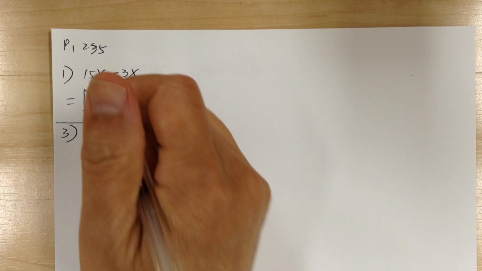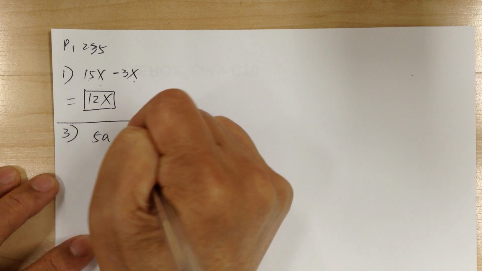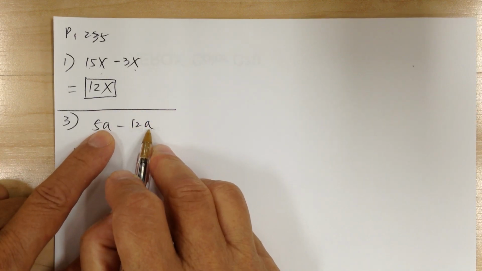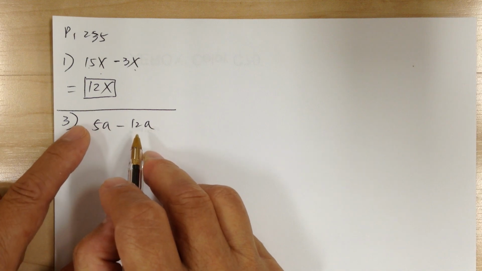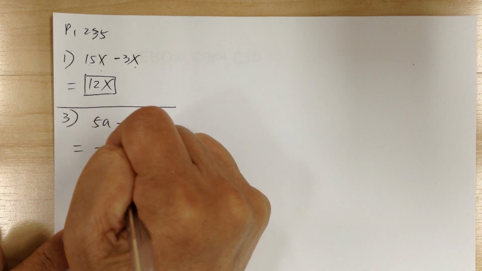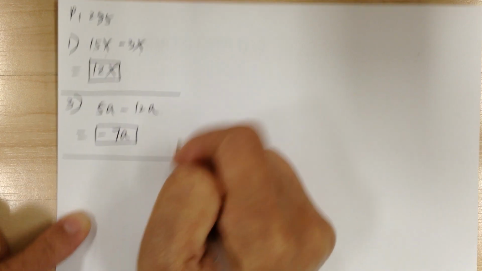Okay, number 3. You have 5a minus 12a. You have to identify the variable part. They are the same, so these are like terms. You just subtract the coefficients. 5 minus 12 gives you negative 7, so negative 7a.